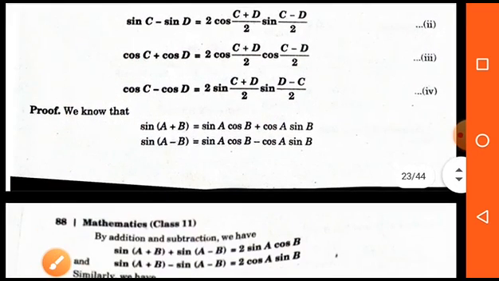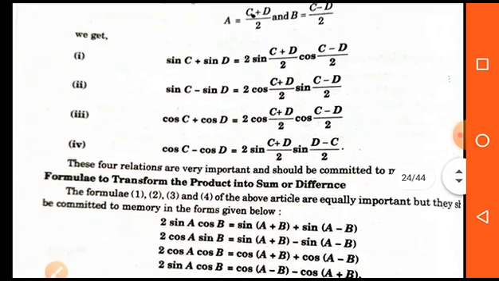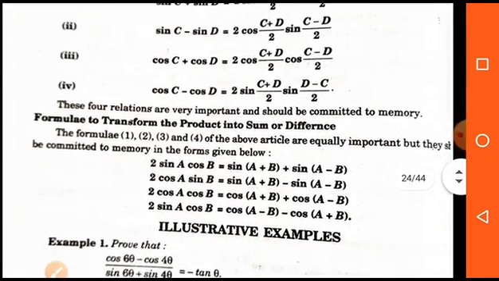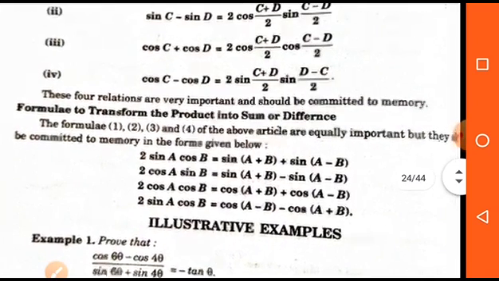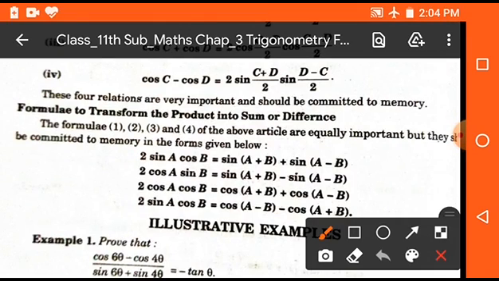Clear? Now there are some other formulas which are in the form of product into sum or difference. They are also important, and they are generally used for the calculation of such types of problems. We will discuss some numerical problems and some sums which depend on these formulas. So first is the formula to transform the product into sum or difference.